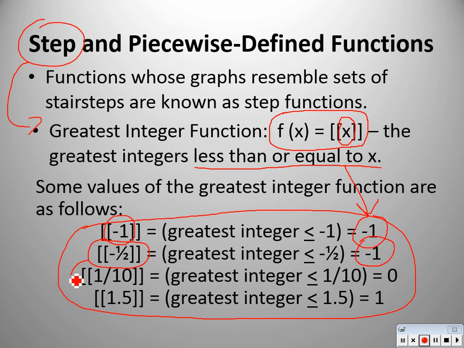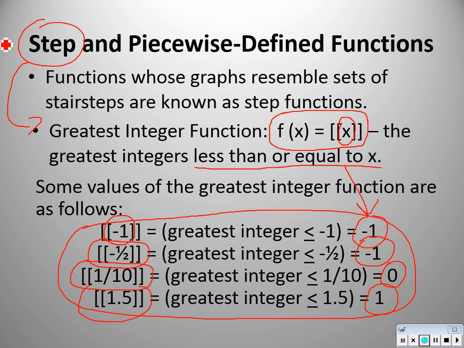Same thing here with the third part. Greatest integer function of 1/10. What is the greatest integer that's less than 1/10? Well, that would be 0. And I'll show you a quick little thing you can do with these on the number line to make this easier to sort of visualize. And then if we had the greatest integer function of 1.5, what is the greatest integer that's less than 1.5? Well, that would be +1.